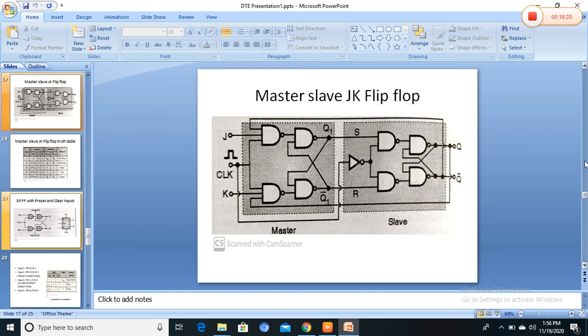This chapter is completed for SY IT and SY Computer. In the next lecture we will study the excitation table of flip-flops. Thank you.